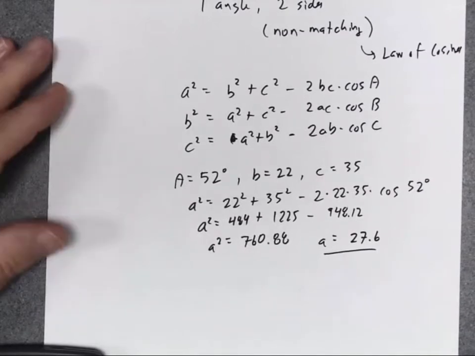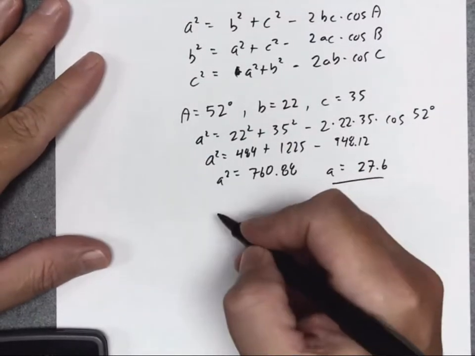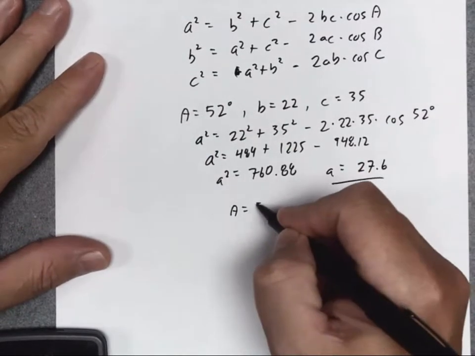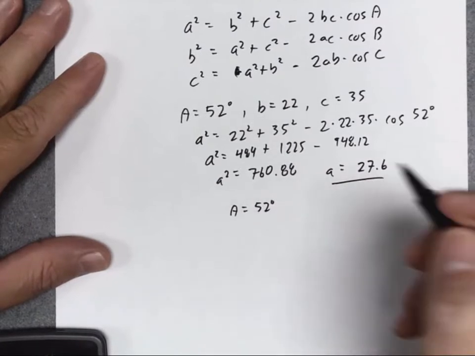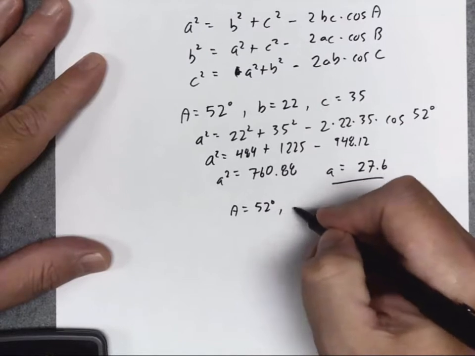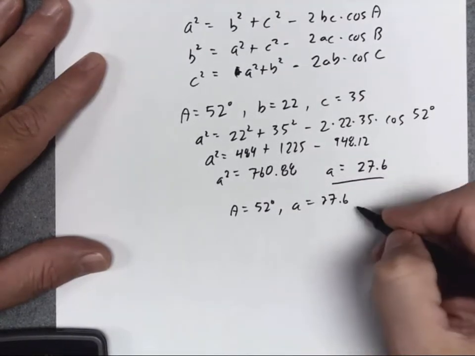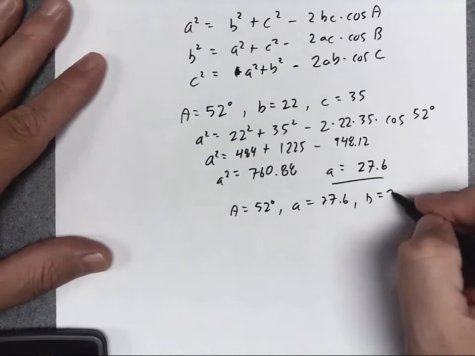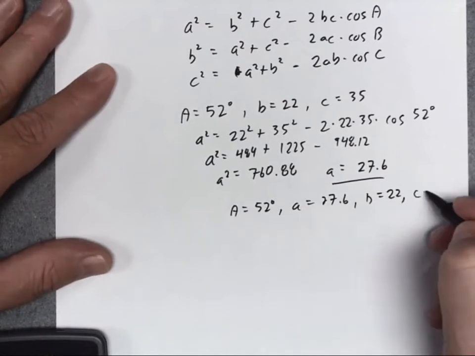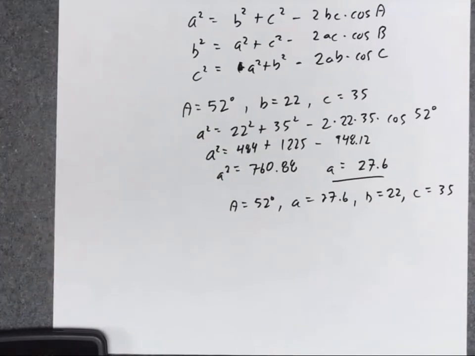Now here's what's interesting. At this point, let me write down what we know. The original information was angle A was 52 degrees. We now know side A is 27.6. Side B is 22. And side C is 35. Now at this point, actually now, you have an option. We've got to finish this triangle.